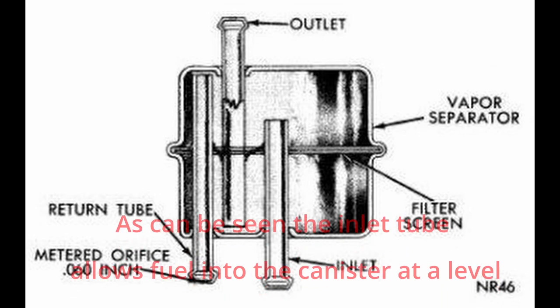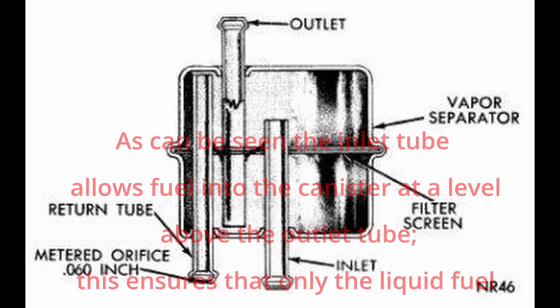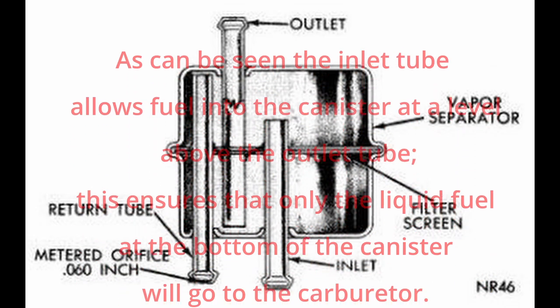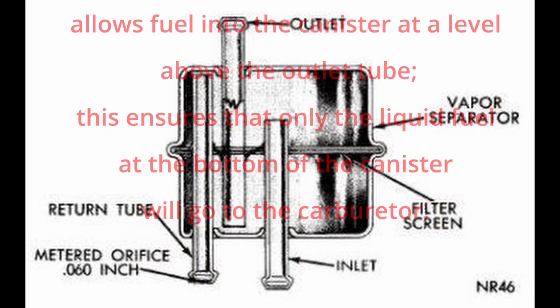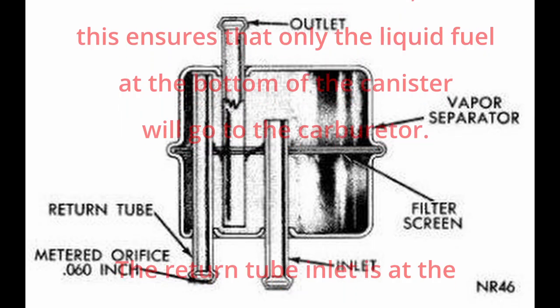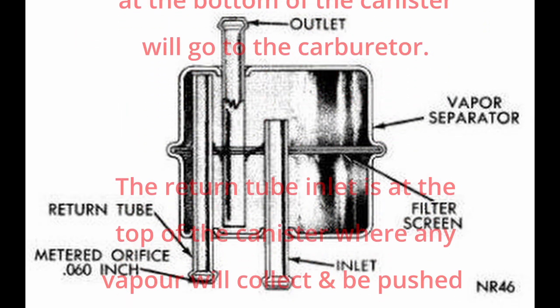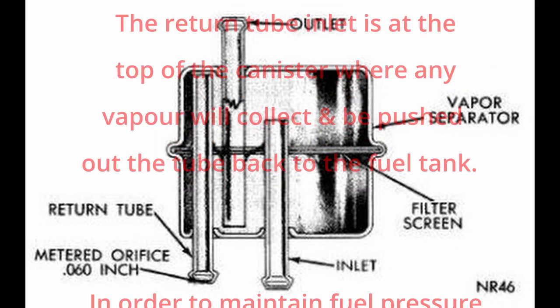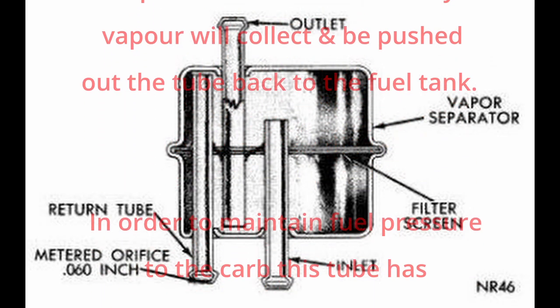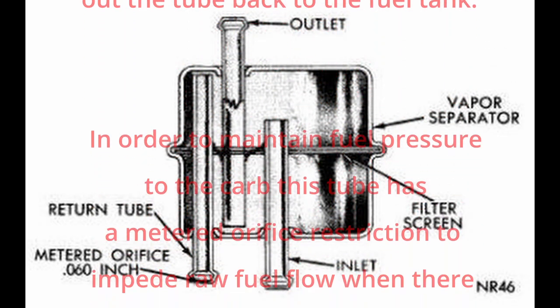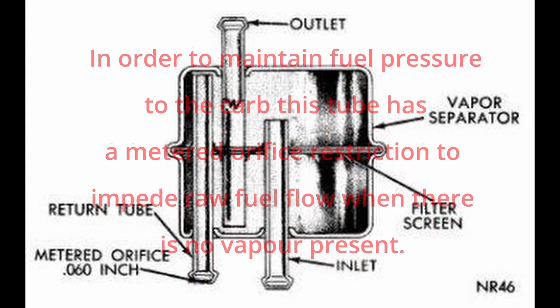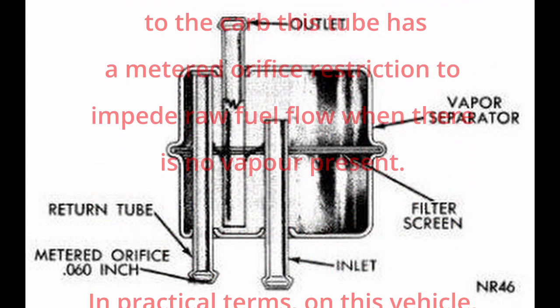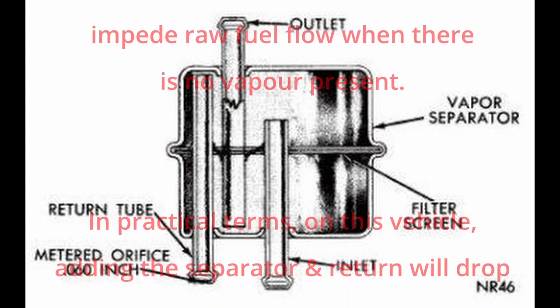As can be seen, the inlet tube allows fuel into the canister at a level above the outlet tube. This ensures that only the liquid fuel at the bottom of the canister will go to the carburetor. The return tube inlet is at the top of the canister, where any vapor will collect and be pushed out the tube back to the fuel tank. In order to maintain fuel pressure to the carb, this tube has a metered orifice restriction to impede raw fuel flow when there is no vapor present.